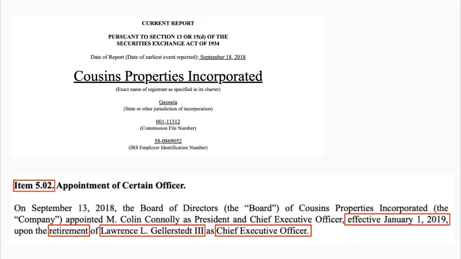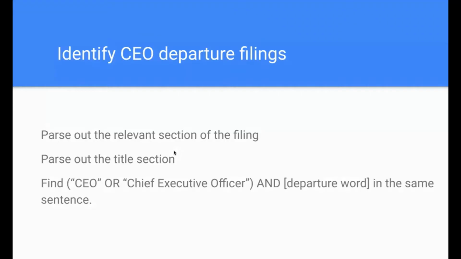And then we went through every sentence in every filing and found if there was a sentence that mentioned a CEO and a departing word. And then we pulled out the name of the person in that sentence that was closest to the departure word. So since these are close together, this person would not have been the one we found, because they're not closest to the departure word. And then we saved that person's name, and we also flagged that filing as one that we're interested in. So that explains how we did it.